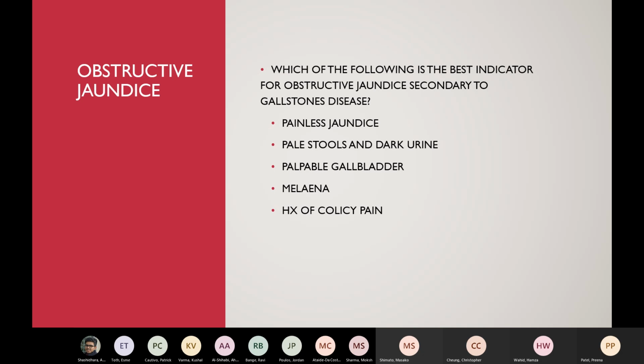So colicky pain is basically pain that comes and goes, and it's usually in the right upper quadrant, but you can have renal colic in either quadrant. So the thing is, it's characteristic pain that comes and goes. Often it's after meals, because when you eat, you need bile to digest your fat. So your gallbladder contracts to release the bile, and that's when the pain comes on.